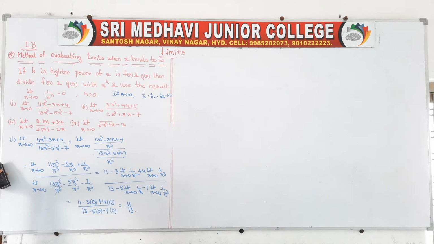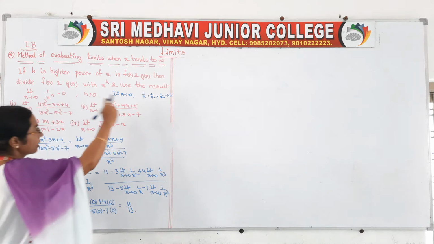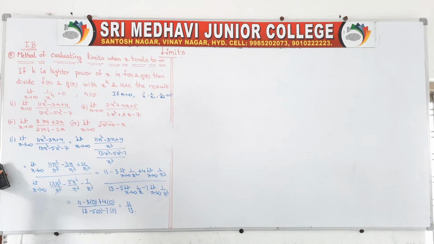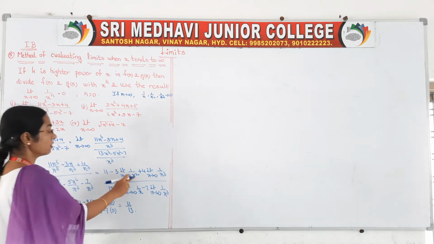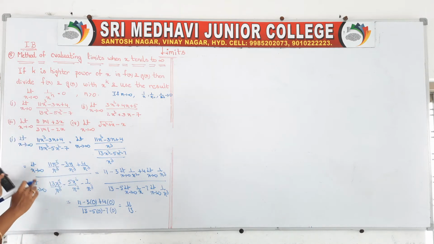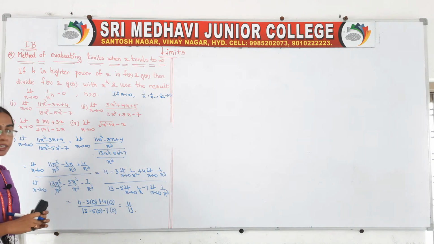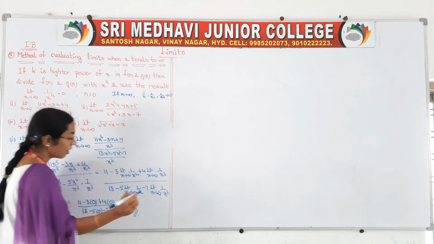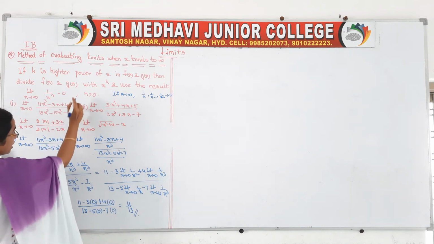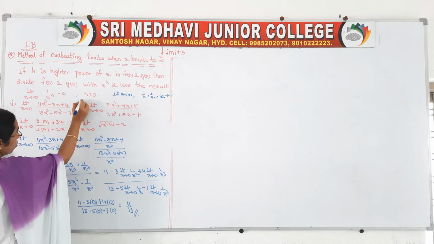So always whenever x tends to infinity, then 1 by x square, 1 by x cube tends to 0. So this value is 0, this value 0, 0, 0. Only constant terms 11 by 13 remains. That is the answer of your question. Okay, so you take your second question as homework.